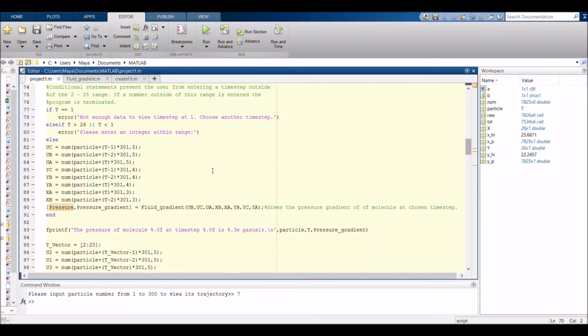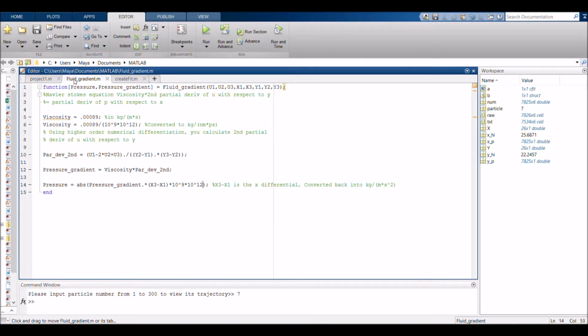Next, we set up all our variables for the Navier-Stokes equation, and we then pass it through our function fluid gradient, given here. In fluid gradient, we use viscosity, which is a constant for water, in kilograms per meter second. We must convert this to nanometers and picoseconds. We then use the Navier-Stokes equation to find the partial second derivative. Then to find pressure gradient, we multiply this partial second derivative by viscosity.